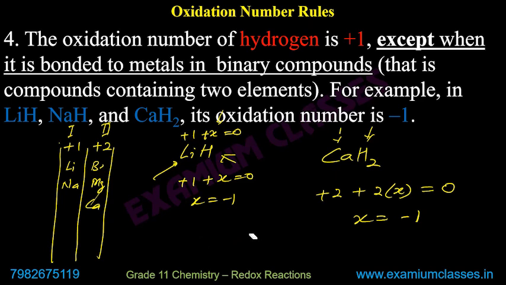In binary hydrides, hydrogen has negative oxidation state -1. Otherwise, in all its compounds, always +1 oxidation state. So tell me how many total oxidation states hydrogen can have? Just respond in the chat window. If you get this question, how many total oxidation states hydrogen can have? What will be the answer?